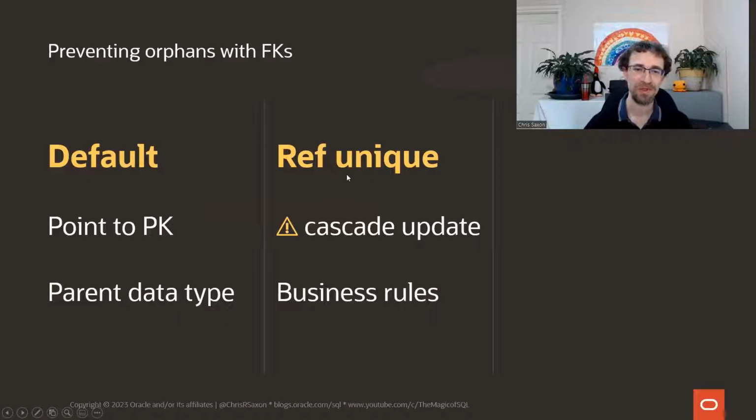When it comes to having foreign keys reference unique constraints, you need to be very careful to make sure you're not going to run into the cascading update problem, right? They say that Oracle database doesn't support this, but even if it did, it's something you probably don't want to happen anyway, okay? However, as I say, there are some situations where you might want foreign keys to point to unique constraints to enable certain types of business rules.